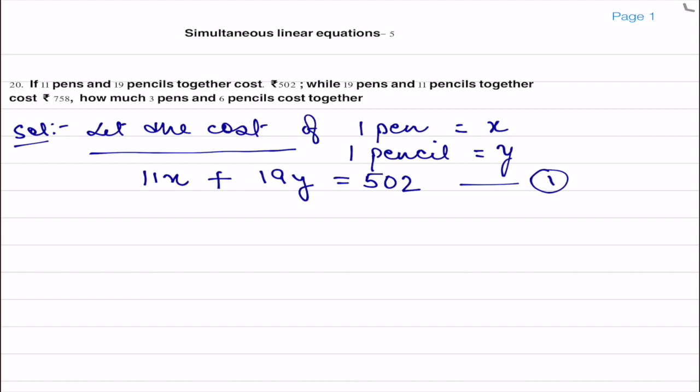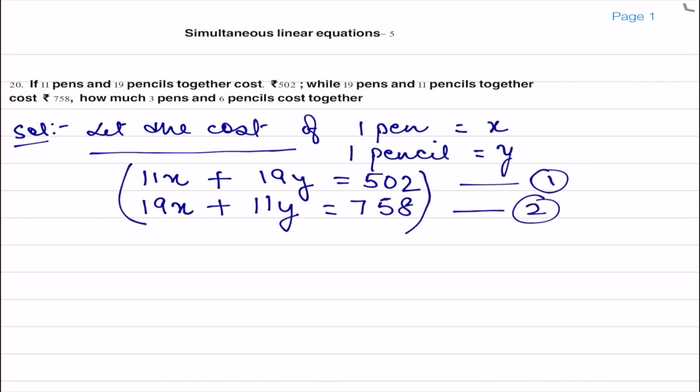Now come to the second statement. 19 pens and 11 pencils together cost 758. So 1 pen costs x, so 19 pens cost 19x, and 11 pencils cost 11y. Together means add, plus. This is equal to 758. Now we have the second equation and we know how to solve both the equations simultaneously.